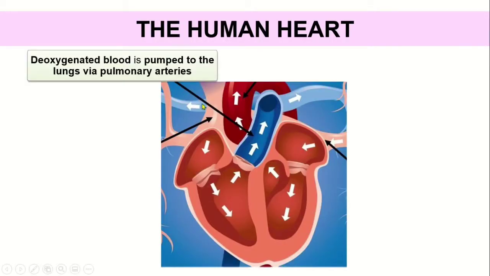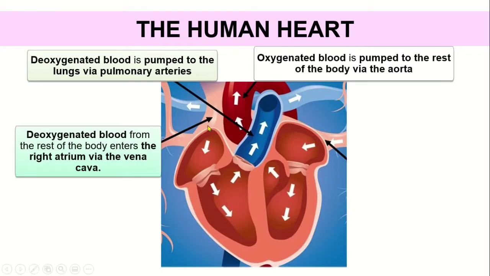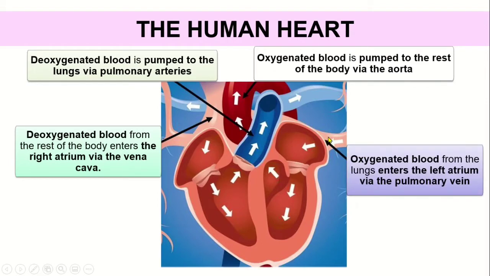Deoxygenated blood is pumped to the lungs via the pulmonary arteries. The red one is the aorta. The oxygenated blood is pumped to the rest of the body. This is the vena cava. The deoxygenated blood from the rest of the body will enter the right atrium via the vena cava. Last but not least is the pulmonary vein. The oxygenated blood from the lungs enters the left atrium via the pulmonary vein.